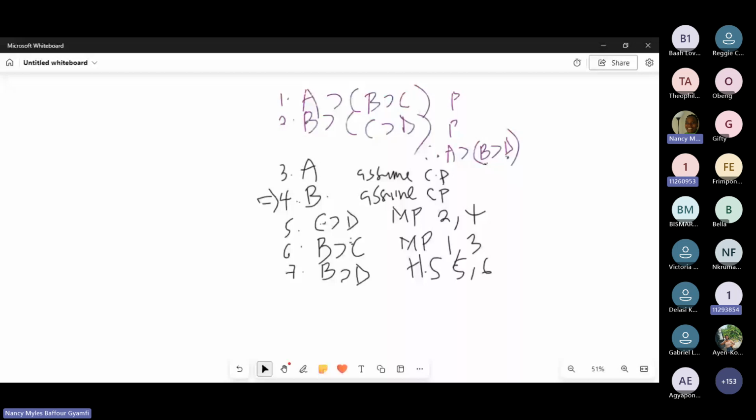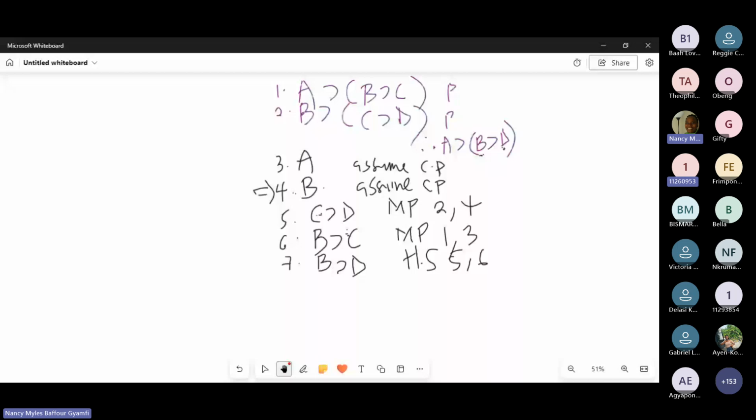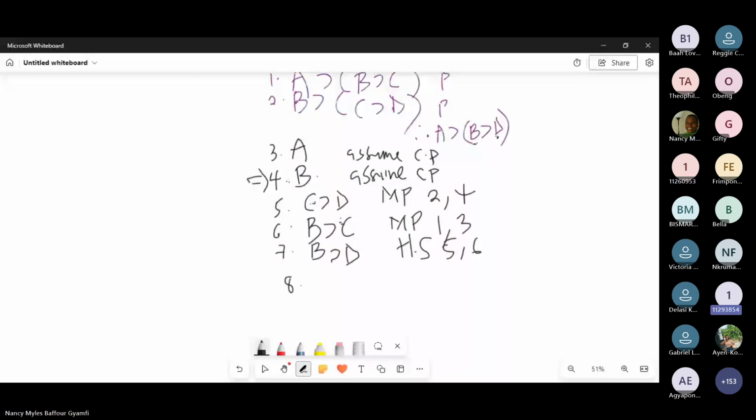So now we have to prove D, and that can easily be gotten, like your friend just said, by modus ponens. The ladies, they do well in this course. MP on 4 and 7. Very good. That gives us D. Okay. Now we have the D we are looking for.